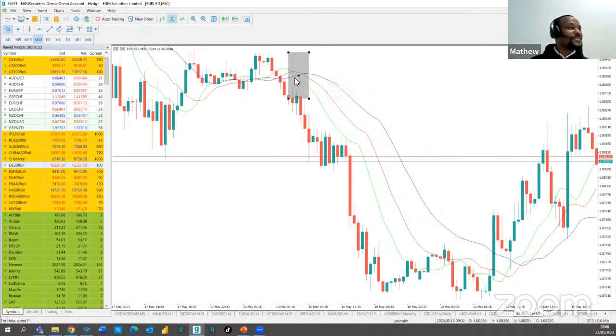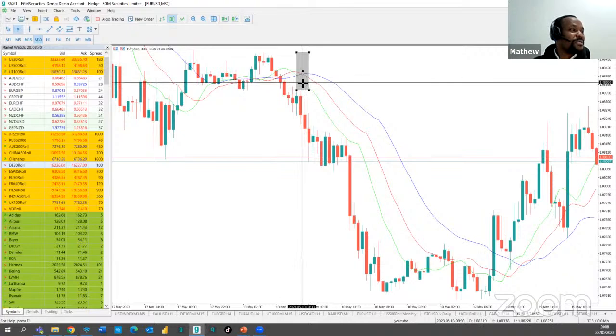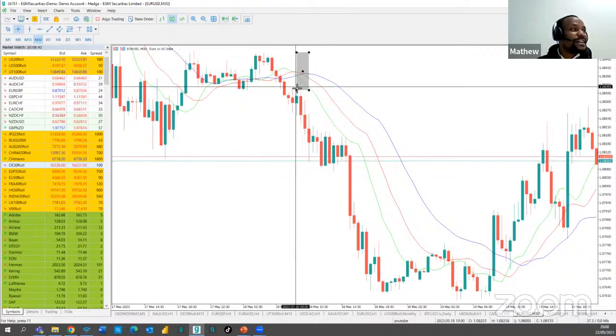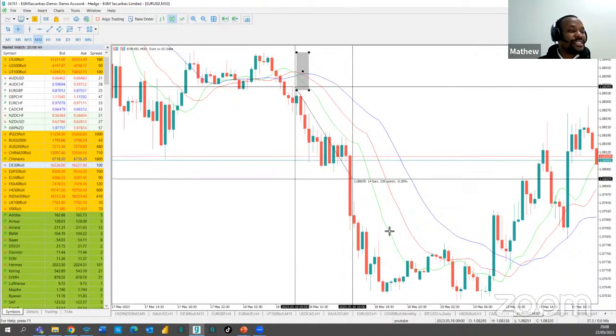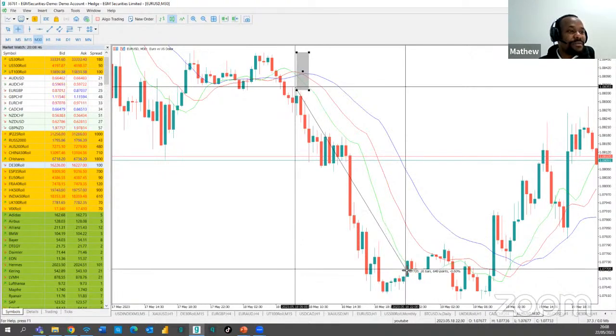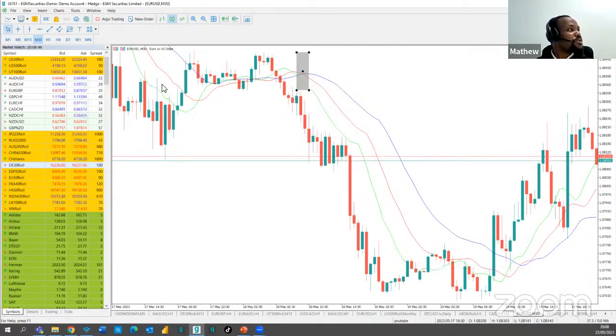So when you have the lips crossing over the teeth and the jaw, that signals a downward move, like you can see on that section there. Yeah, see the green line crossing over to the downside. And after that, we had a very strong trend to the downside that went up to 60 pips. This is on EUR/USD 30 minutes.